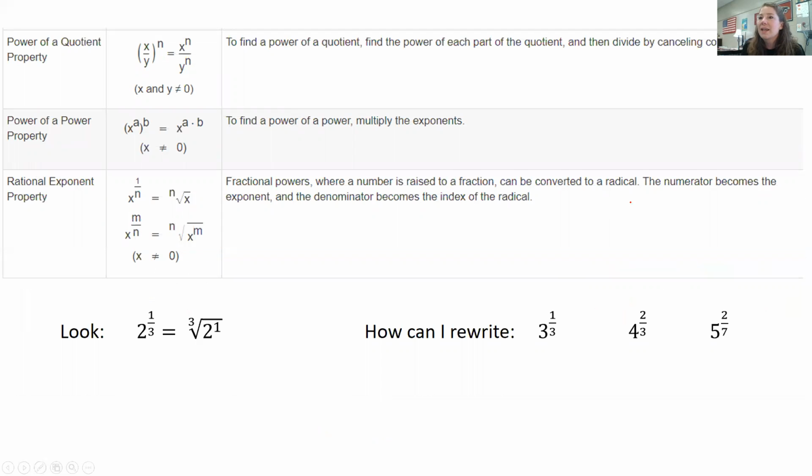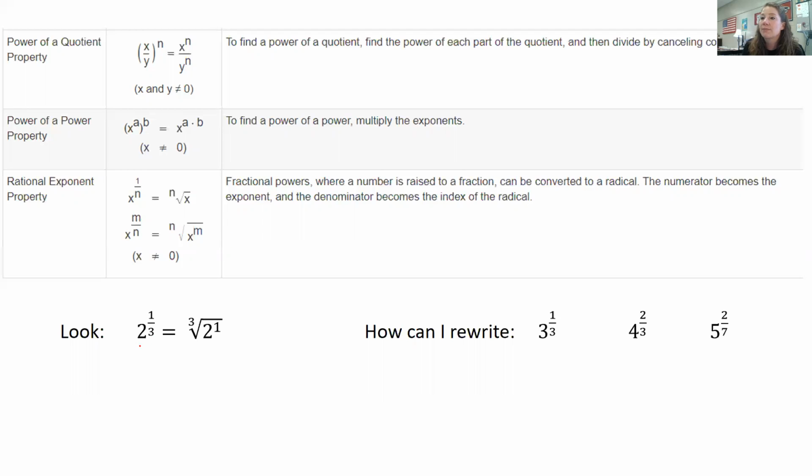All right, so here is the new rule that you guys have not yet seen. So fractional powers. It says fractional powers, where a number is raised to a fraction, it can be converted to a radical. Remember what a radical looks like? It's a square root symbol. That's a radical. The numerator becomes the exponent, and the denominator becomes the index of the radical.